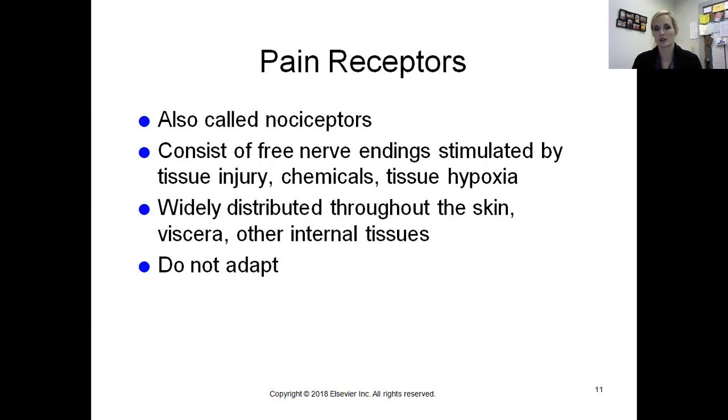So these pain receptors are widely distributed throughout the skin, as well as the viscera, which is just the surroundings around our organs. So within our organs too, and other internal tissues. So throughout the body, we can receive that sensation of pain. And again, remember, pain receptors do not adapt, for the reasoning I mentioned earlier: we have to learn how to respond. We don't want pain sensation to adapt, otherwise it could cause a significant amount of damage to whatever tissue is experiencing that pain.